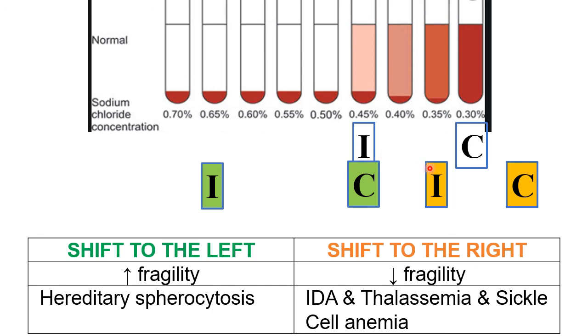Okay? Dito naman siya shift to the right. Okay, na-move dun sa right. Ibig sabihin, decrease yung RBC fragility, which happens in IDA, thalassemia, and sickle cell anemia. So, magsa-start pa lang hemolysis at 0.35 and even at higher hypotonicity, baka hindi nyo ma-appreciate pa yung complete hemolysis.